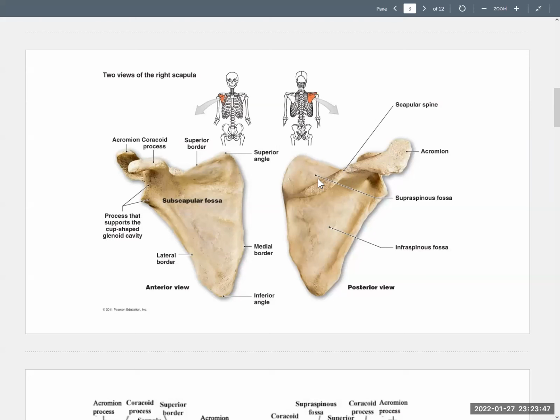Above the spine, there is a trough in which a muscle fits. This is the supraspinous fossa. And below the spine is the huge infraspinous fossa. What fits in these are the supraspinous muscle and the infraspinous muscle, which we won't get to until next week, or even the week after.